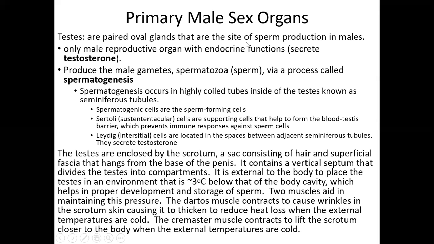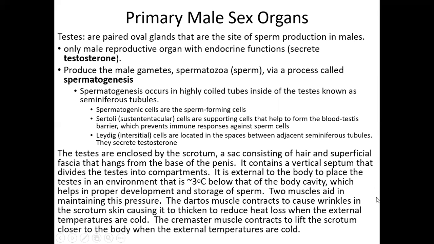Now, the testes are enclosed in a sac called the scrotum, a sac consisting of hair and superficial fascia hanging from the base of the penis. There's a vertical scrotal septum that divides the testes into the left and right compartments. It helps create an environment inside where those testes are that is about 3 degrees Celsius below that of our internal body cavity temperature. This is very important because it helps with proper development and storage of the sperm. Sperm, if they are at that 37 degrees Celsius or even warmer, really don't like it and will actually start to die off.